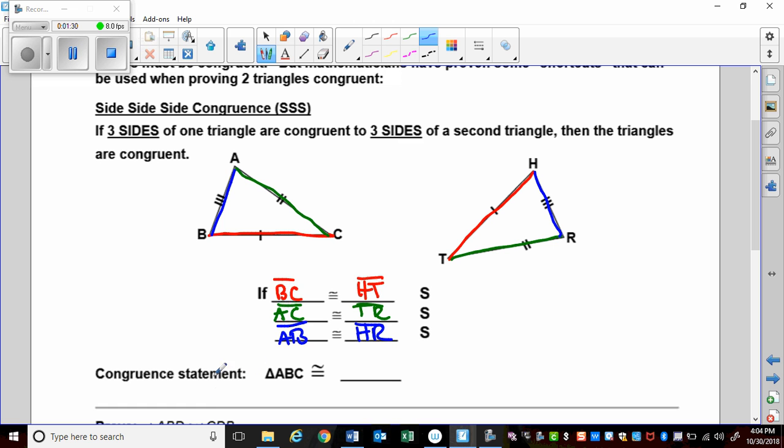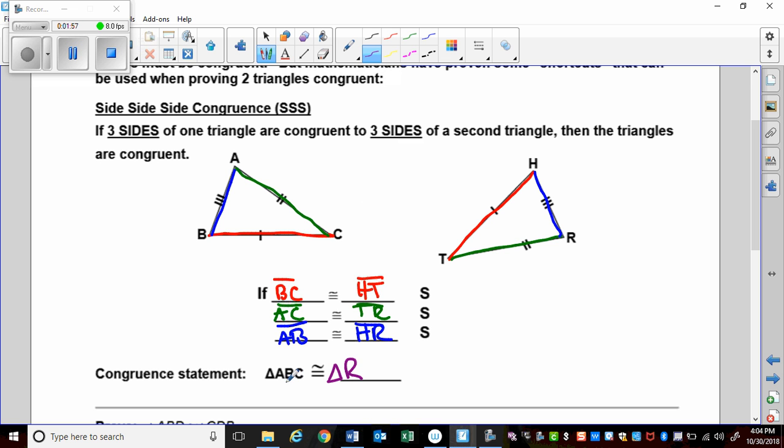Remember that for the congruency statement, the order matters. So they told us to start with A, go to B, and then C. I usually look at the colors of the sides if I haven't marked any angles. And A is in between a blue side and a green side. So the one between blue and green is R. So I have to start with the triangle symbol and then do R first.